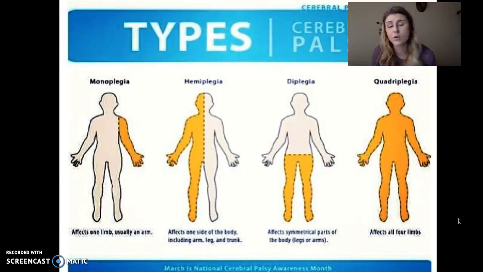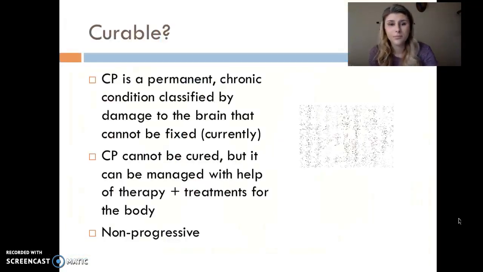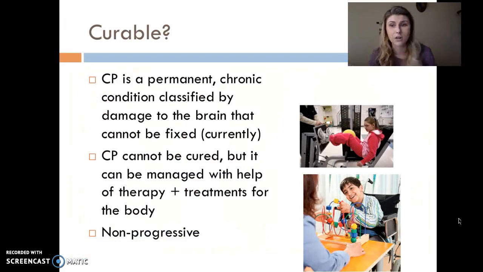It can even get more specific than this. It could be 3 limbs, and that has a specific name, etc. So is cerebral palsy curable? No, it's not. It's a permanent chronic condition, so it's lifelong, and it's classified by damage to the brain, so that can't necessarily be fixed right now in the medical world.